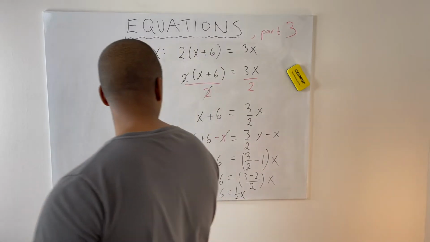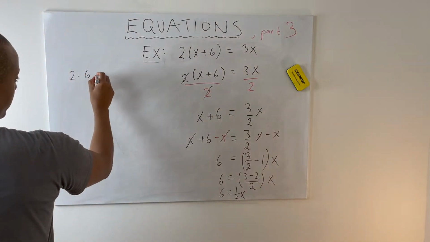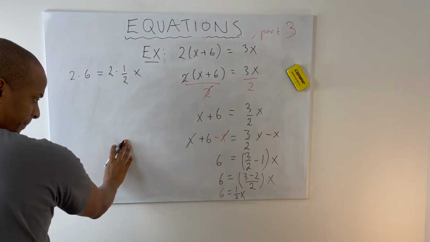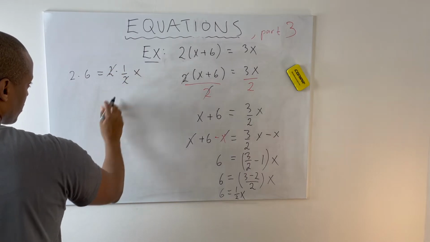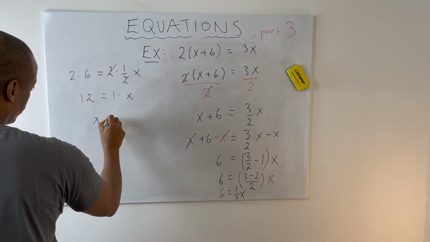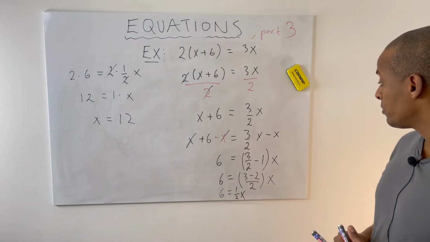Okay, and then let's multiply with 2 on both sides. We have 2 times 6 is equal to 2 times a half of x. These now cancel out, and then we have 12 is equal to 1 times x, or x is equal to 12. So we got the same solution.